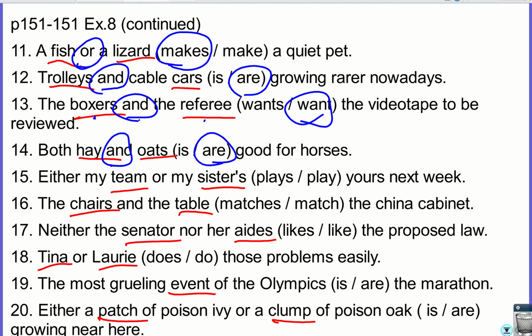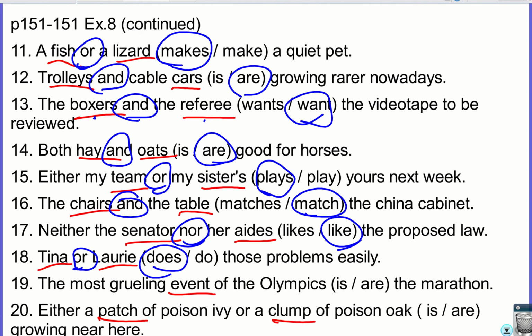Both hay and oats are. Either my team or my sister's, and this is kind of like one on the previous page with theirs. My sister's is referring to my sister's team, which is singular. So since it's or, we need to worry about that. Singular is going to mean that our verb is plays. Chairs and table match. Neither the senator nor her aides, so we make it agree with that second subject. Aides like. Tina or Lori does those problems easily.